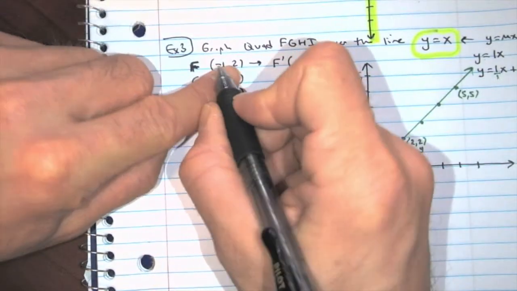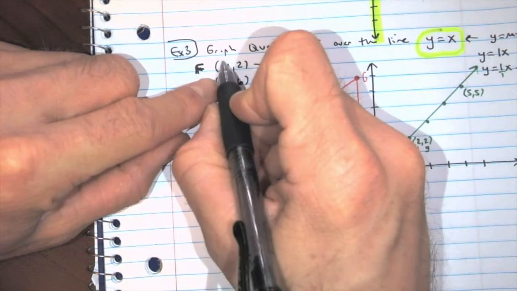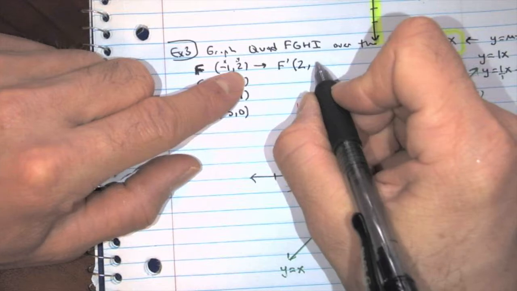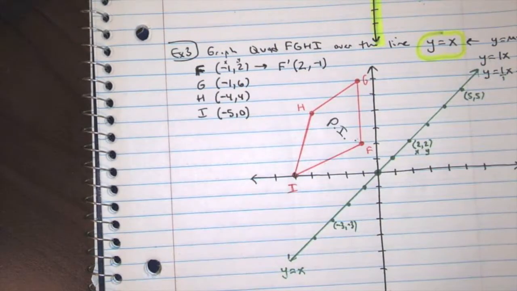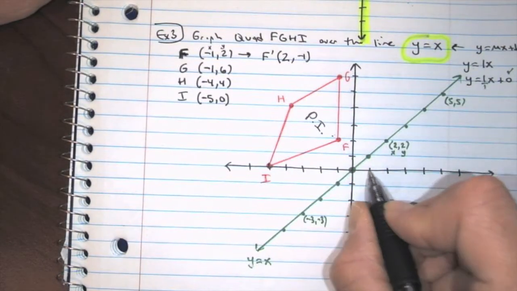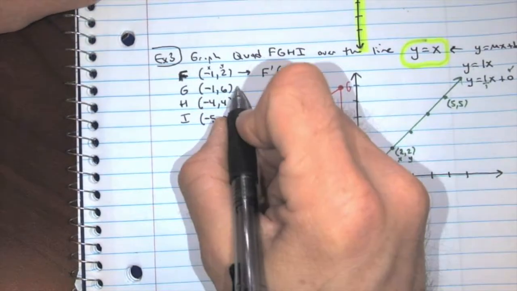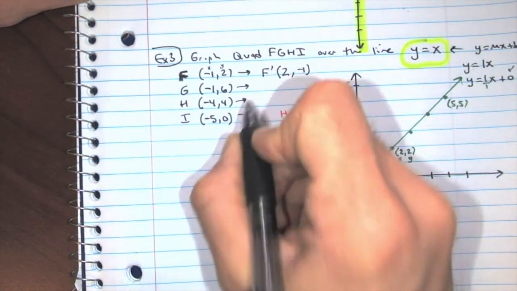All you need to do is change these values. So notice how the x-coordinate was -1, the y-coordinate was 2. Flip them. X becomes 2, y becomes -1. Let's start by graphing that point. Let's go over 2, let's go down 1. Here's F prime.